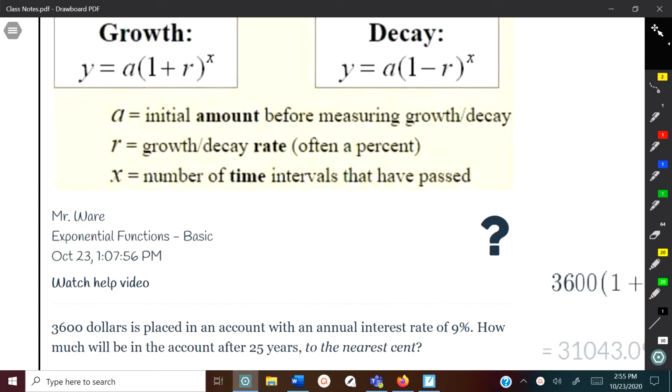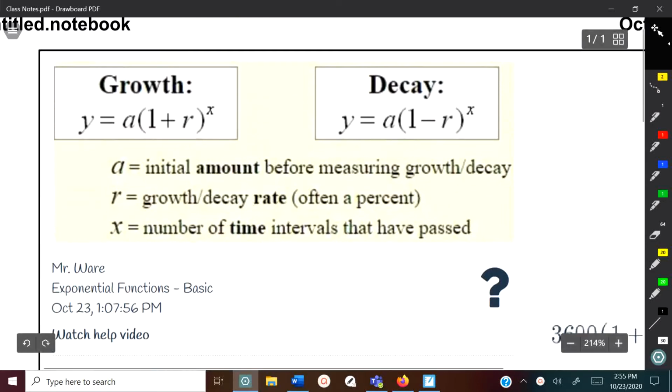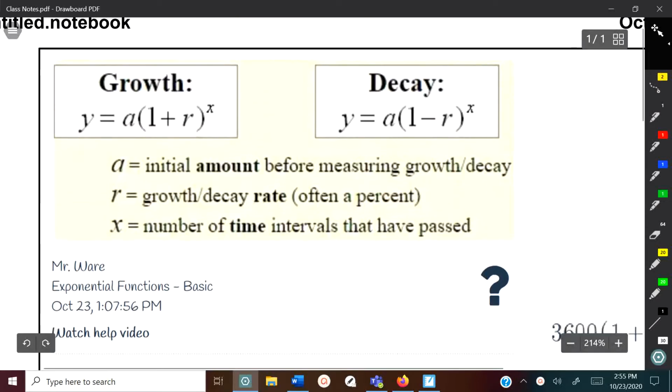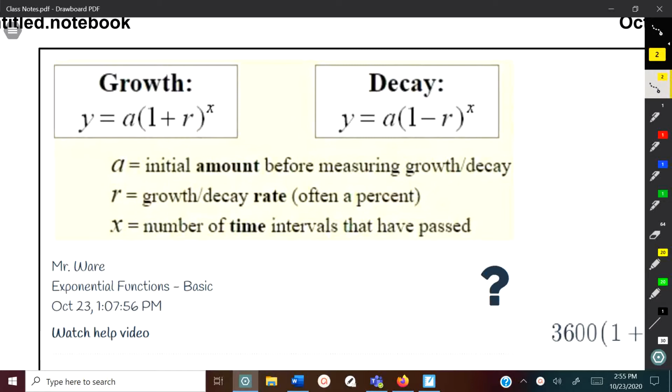Hello, thank you for checking out my video, and today we're taking a look at exponential functions, and we're working with growth and decay. So you got two formulas. You got one for growth and you got one for decay, and you got some important elements for each formula here, and they're the same. So you've got the A, the R, and the X, and the X sometimes could just be a T. Okay, so it's usually going to represent the time.